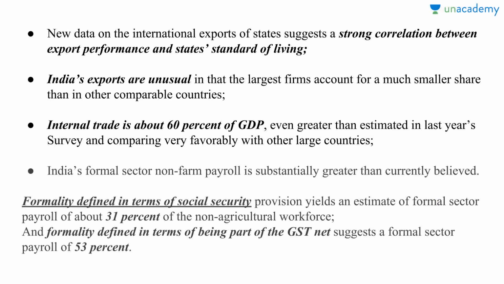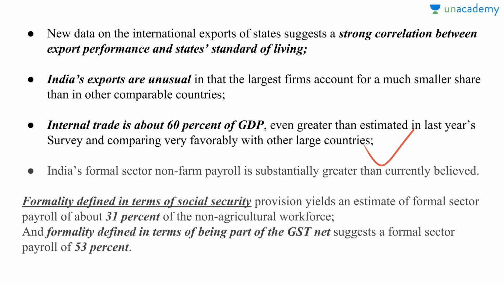There is also new data on the international exports of states, which suggests a strong correlation between the standard of living of a state and its export performance. Those states which perform better in exports have a higher standard of living. India's exports are unusual in that the largest firms account for a much smaller share than in other comparable countries. Internal trade is about 60% of GDP, even greater than estimated in last year's survey, and it compares very favorably with other large countries. Just remember that internal trade is about 60% of GDP. And our formal sector non-farm payroll is much higher than currently believed.